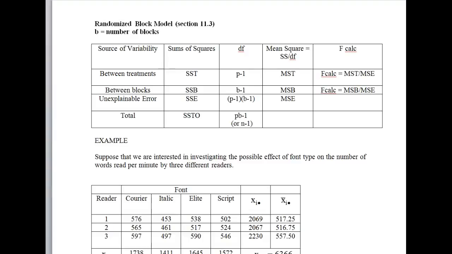Hey guys, welcome back to Chapter 11, ANOVA. In this video we're going to move into the randomized block, which operates essentially the exact same way as the standard one-way ANOVA, except we add a block variable into the mix. And this block variable adds to our level of accuracy and being able to look at the data.